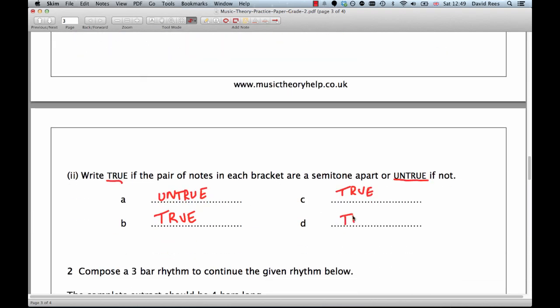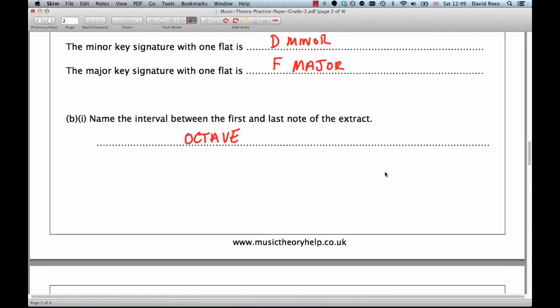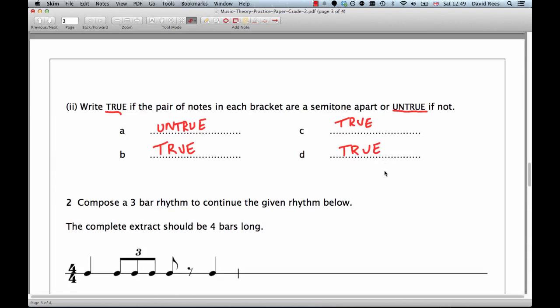So let's just check that I've got this right. I think the first one is untrue, and the other three are true. So let's just make sure that's the case. E to D is a tone, so that's untrue. A to B flat is a semitone, so that's true. D to C sharp is a semitone, so that's true. F to E is also a semitone, so that's true. Good stuff. So that is question 1 in the bag. I'll see you in question 2.